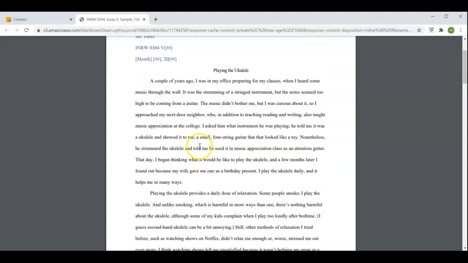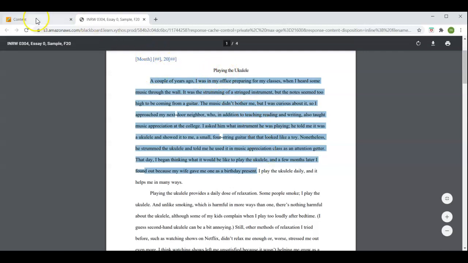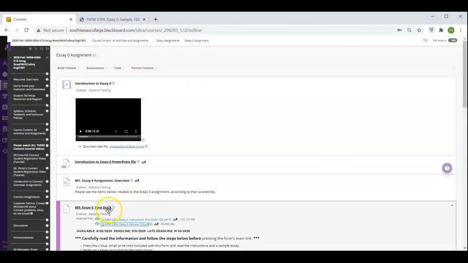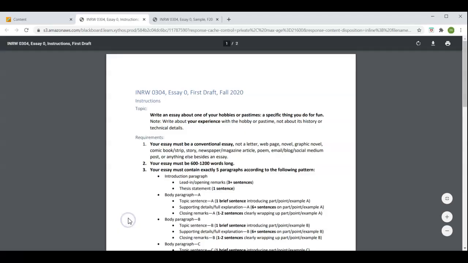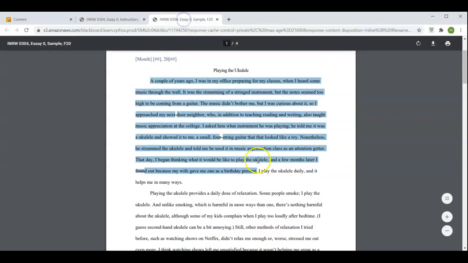So what happened here? This is my lead-in. Okay, remember that in the instructions it says you need to have a lead-in. So I really should not have closed the other page. So let me open it up again. Instructions. Here, that's my lead-in. 3 or more sentences. And then the thesis. So the thesis statement is the one that I didn't highlight.